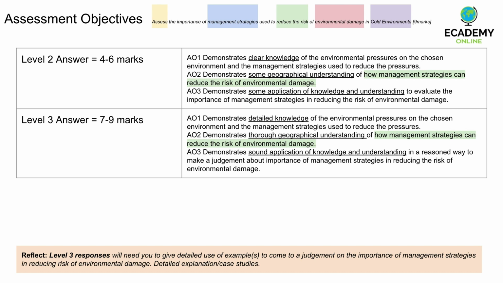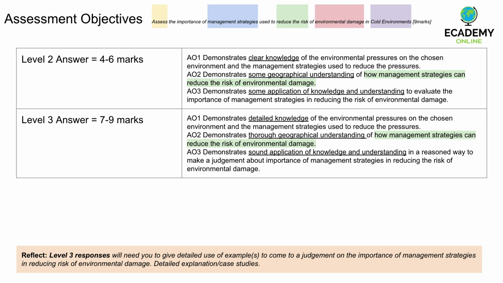If we look at the assessment objectives and what the mark scheme is looking for here, you've got 2 different brackets and different things being requested for middle order marks and high order marks. So for 4 to 6 marks, you're going to demonstrate clear knowledge about something and also have some geographical understanding of how management strategies can reduce the risk with some application. So you're probably not going to have a detailed knowledge about something.